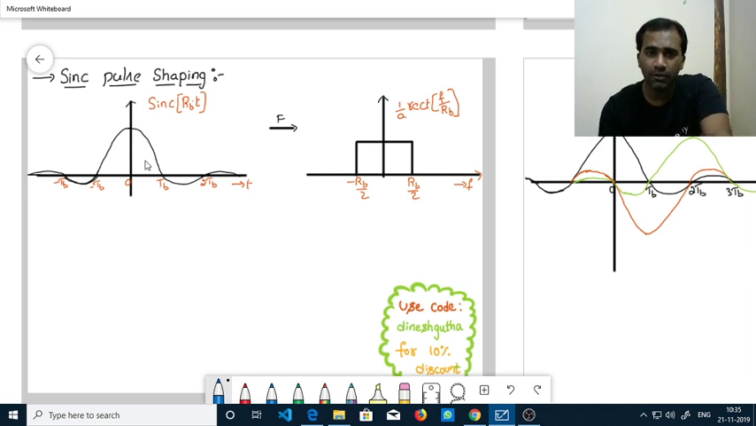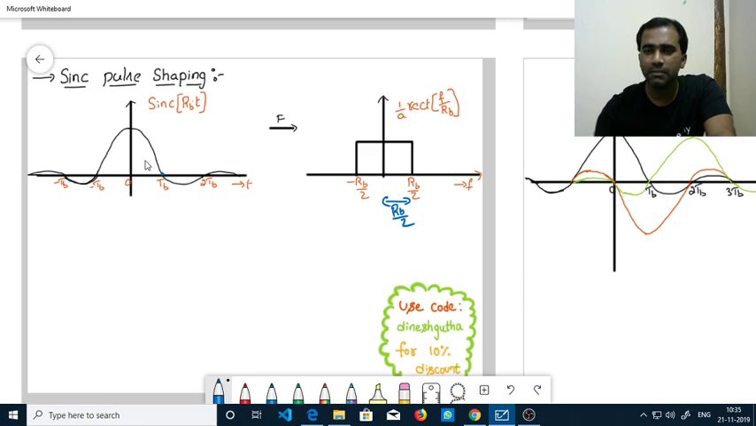I've written the exact Fourier transform here. What is the null point here? TB. The reverse of the null point will give the width of the rectangle. The reverse of the null point is 1 by TB, which is nothing but RB. RB is the width of the rectangle. And what is the bandwidth of this one? It is just RB by 2.